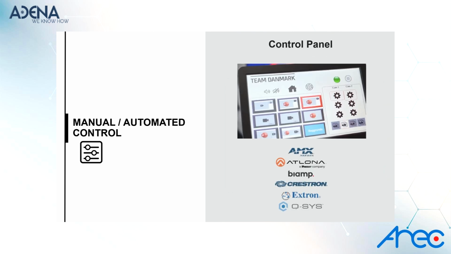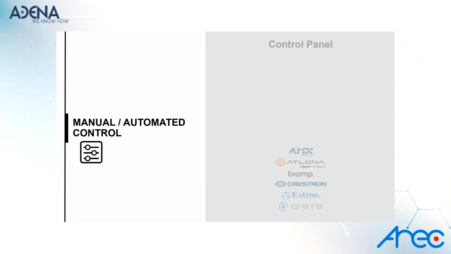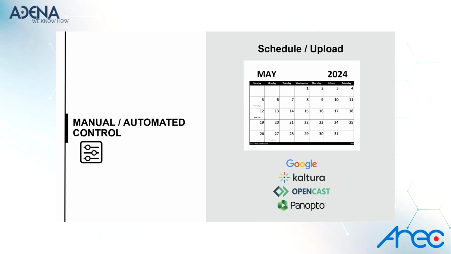Now, for the control part, speaking about third-party products, we can have full integration with control panels through the RS-232 protocol, which allows full automation. Speaking of automation, we have integration with multiple video content management systems such as Panopto, Kaltura, and OpenCast, or simply Google Calendar or similar calendar applications that will allow us to schedule and automate the whole process.